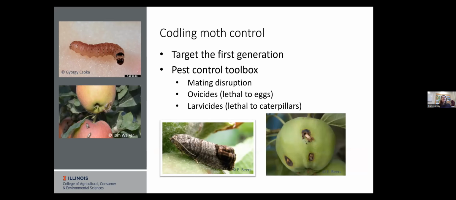And so for this pest, we have come up with a pest control toolbox, if you will, where we're really trying to target that first generation and get that population down. We have 3 things that we recommend for this pest. We recommend mating disruption, and then spray targets that will hit either the eggs first or the first hatched caterpillars. Because like I said, once the caterpillar gets in the fruit, there's nothing you can do, except take the fruit out of the orchard.